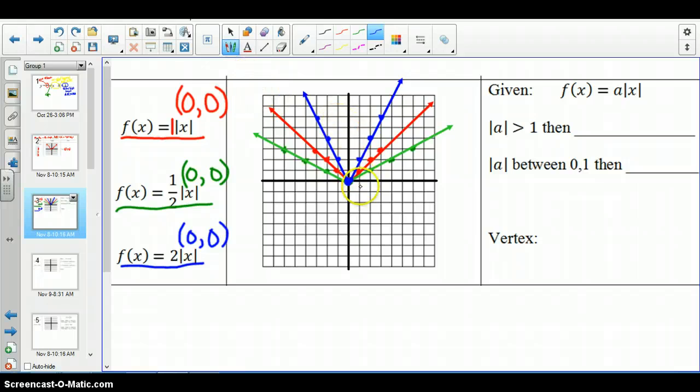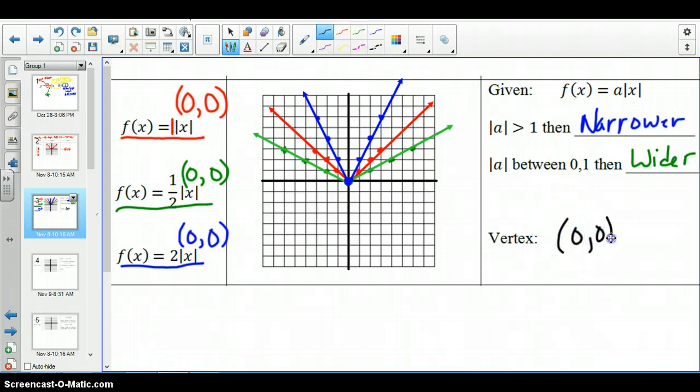Now, when your slope is 1, then your function didn't change. Now, when your slope is greater than 1, like the blue line here, it became narrower. When your slope is between 0 and 1, so like a fraction, it's like this green line, it became wider. And our vertex for all three of those was 0, 0.